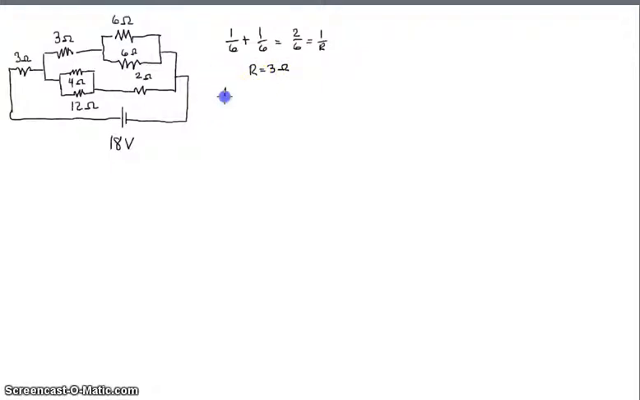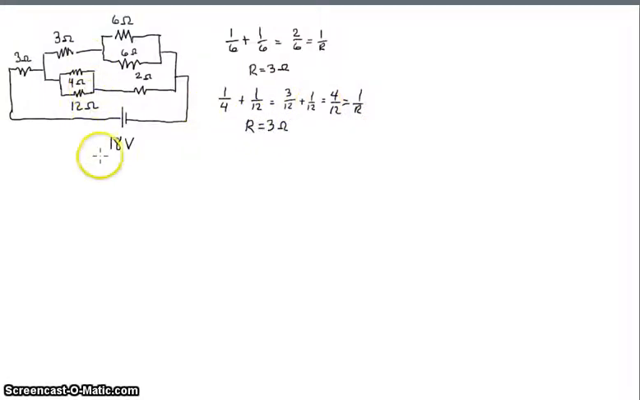Alright, if we look at the 4 ohm resistor and the 12 ohm resistor in parallel, we would have 3 over 12 plus 1 over 12. That would equal 4 over 12, which is equal to 1 over R. So R again will be 3 ohms.